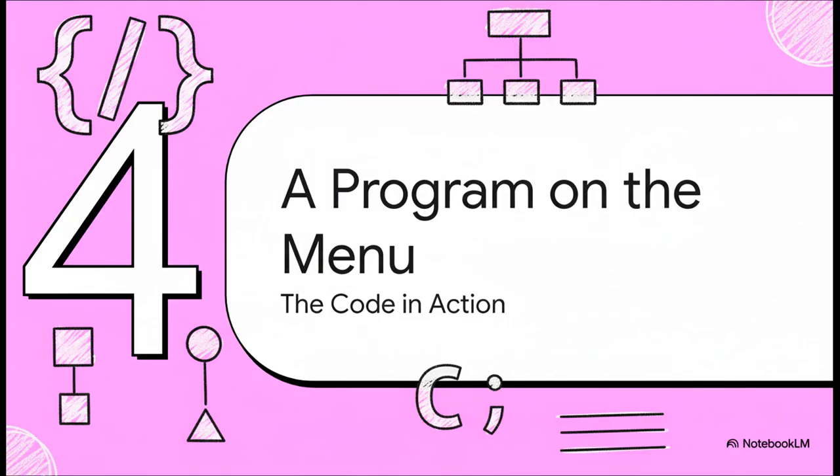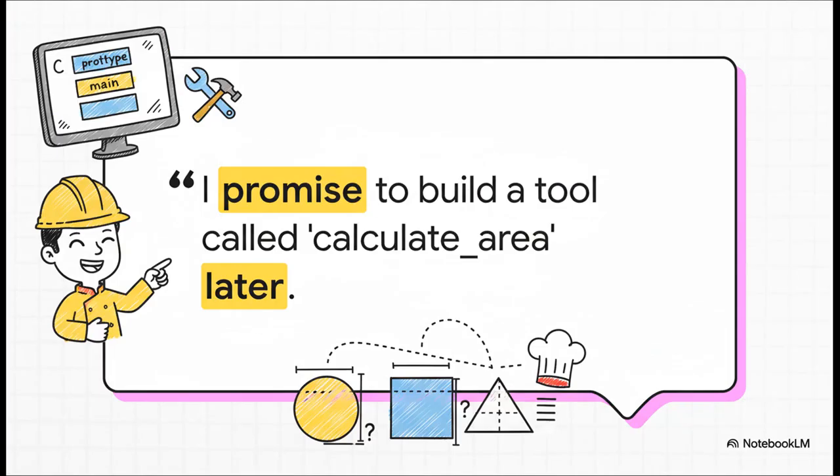It sounds good, but let's see what this actually looks like in a real C program. Let's get our hands dirty. So here's our menu item, the function prototype. See how it's placed right at the top, even before main starts? It's basically a little promise to the compiler. It's saying, hey compiler, just so you know, later on you're going to see a tool called calculate_area.